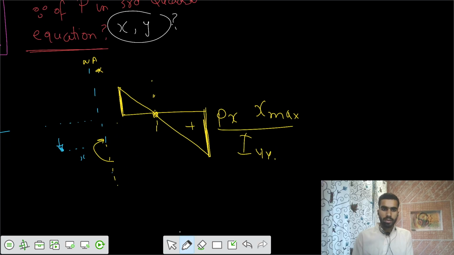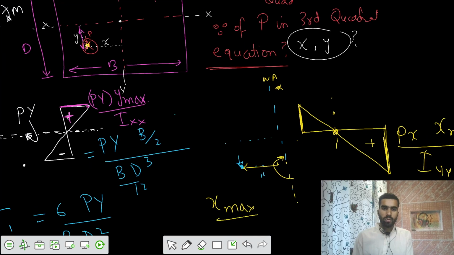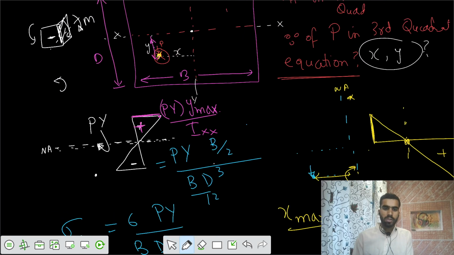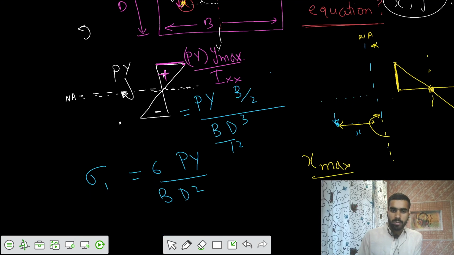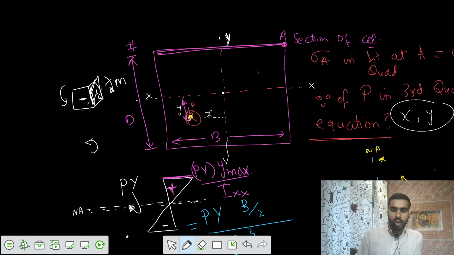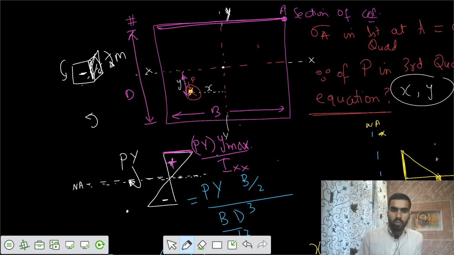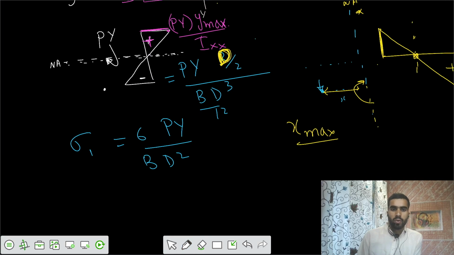So there is some value of X about the y axis, and what should be the value of X max? In the first case, we were talking about the y max. Here the y max was along this one. So y max would have been d by 2, such that finally you would get this equation.